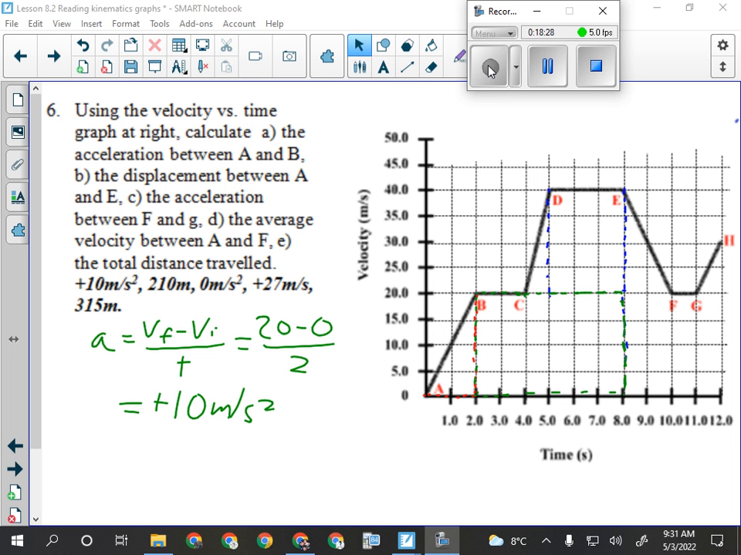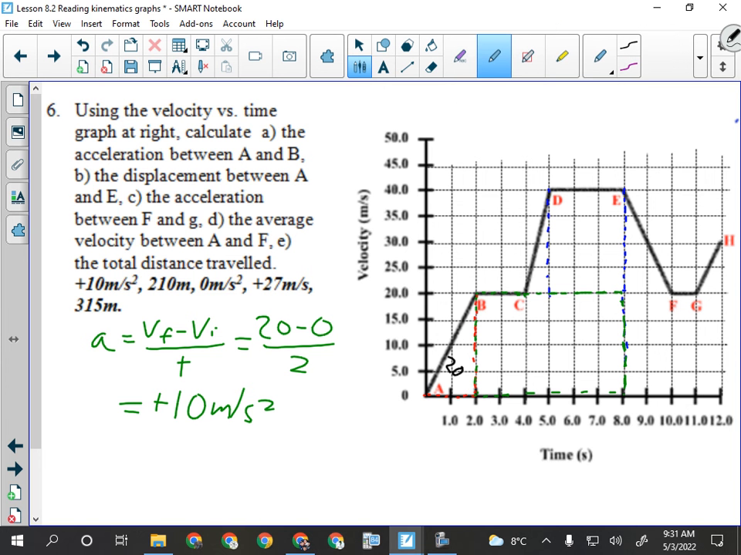So if I'm going to calculate the total displacement to E, which happens at 8 seconds, I've got to calculate the area of these shapes, because each area will represent the average velocity times the time. So for our first one here, it has a height of 20 and a base of 2. 20 times 2 is 40, divided by 2 is going to be 20 meters. So we know that triangle there is 20 meters.